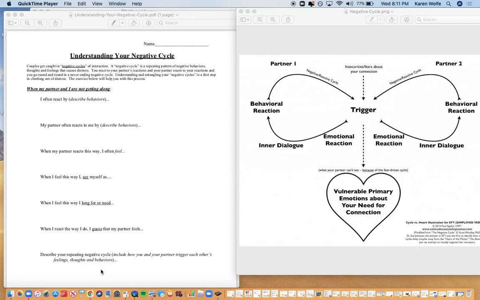So, some people do actually name their cycle, something silly or ridiculous, or that has meaning for the two of you can be helpful. Or just some way to identify, the cycle is here. Let's take a pause so that we can get back into our vulnerable emotions.